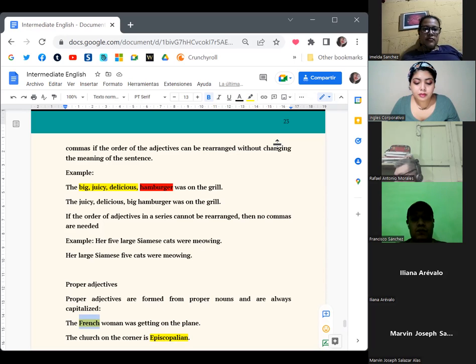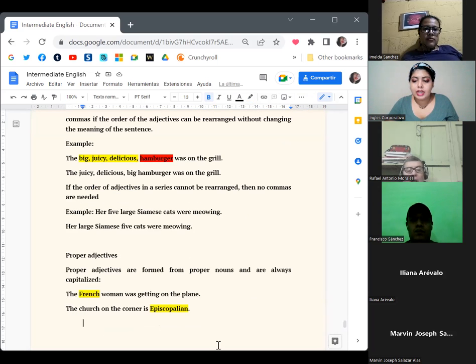So then we are almost done with the information. So we just have comparative adjectives and superlative. Just two more types to finish the information of the adjectives. So we have the comparative.